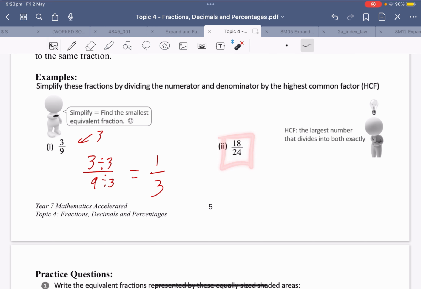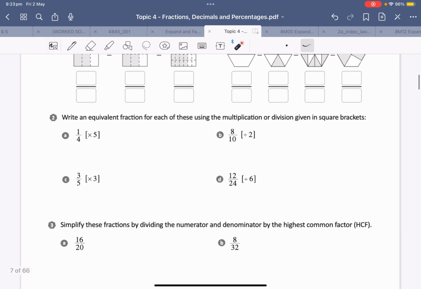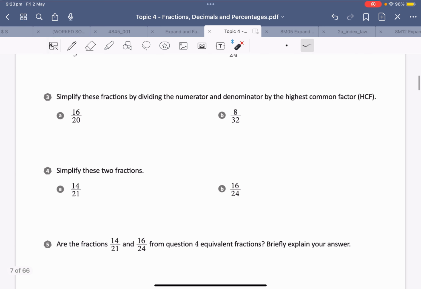This one, 18/24, sometimes you might not be sure. You could take it as trial and error. I could divide by 2 from both of these numbers, just as a trial. 9/12. I can still divide them by 3, giving 3/4. Now I'm done. Another way is if you can just do it, you can realize 18 is divisible by 6, 24 is divisible by 6, they're both divisible by 6. Have a go at these exercises, and all should be well.